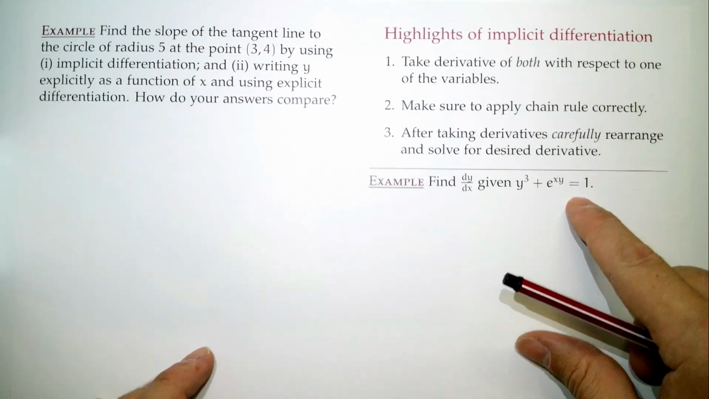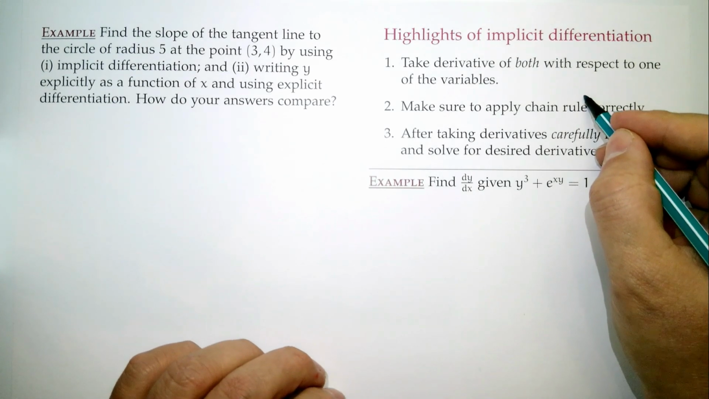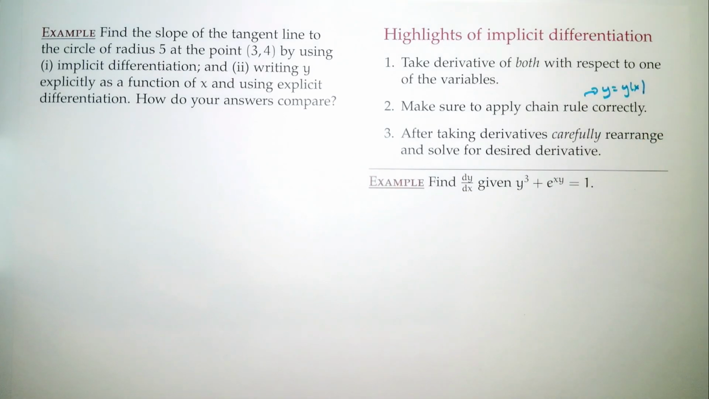We'll skip the example. So what are the highlights of implicit differentiation? Take the derivative of both sides with respect to one of the variables, whichever one you want to know. Make sure you apply the chain rule correctly. And for that, think of y as being a function of x. And then after taking the derivatives, carefully rearrange and solve for your desired derivative. All right. Well, that's not so bad. We can do these.